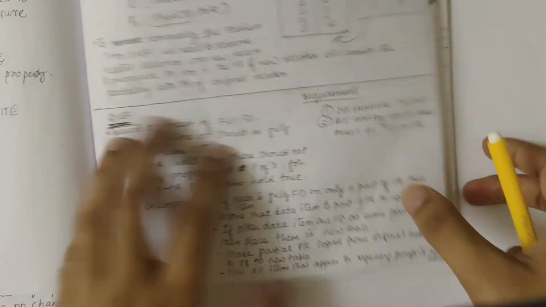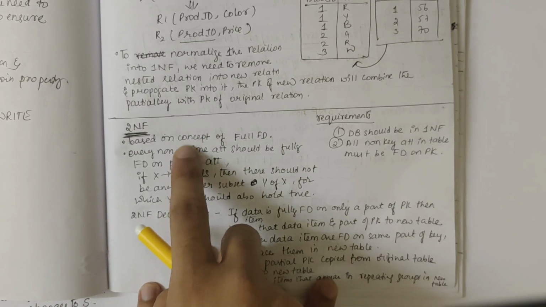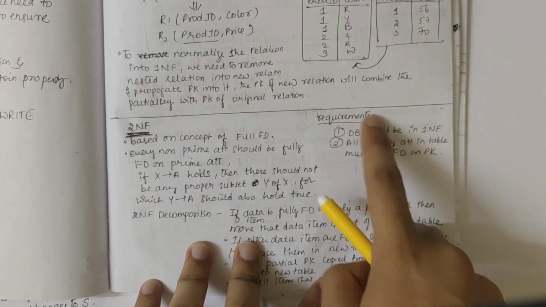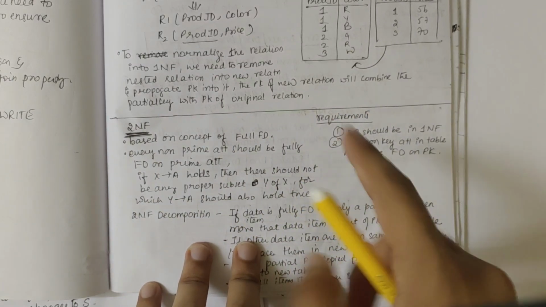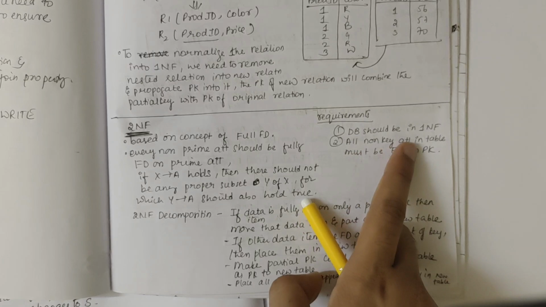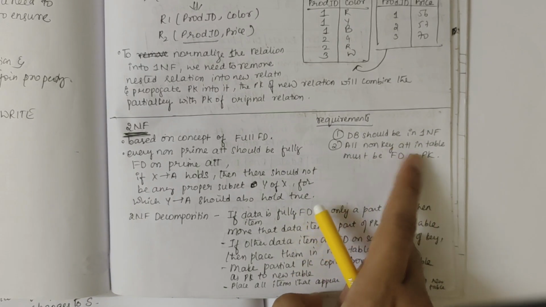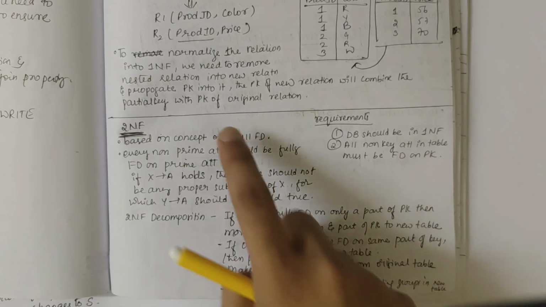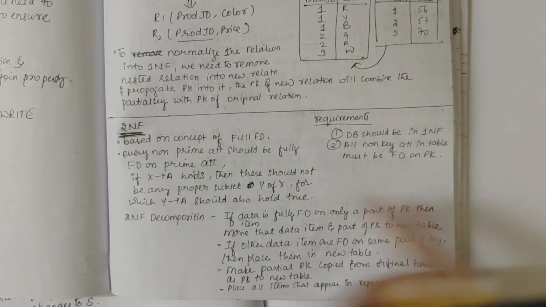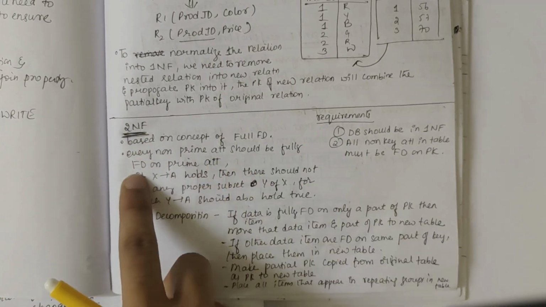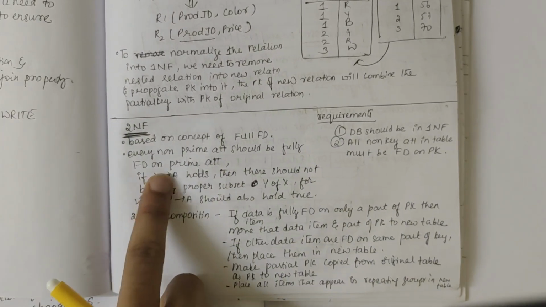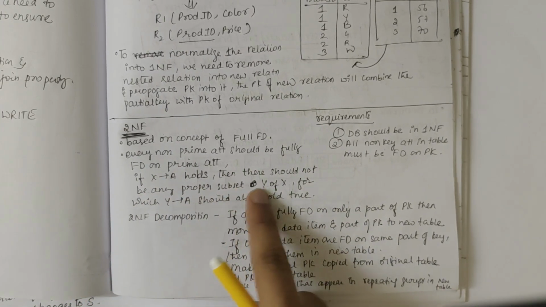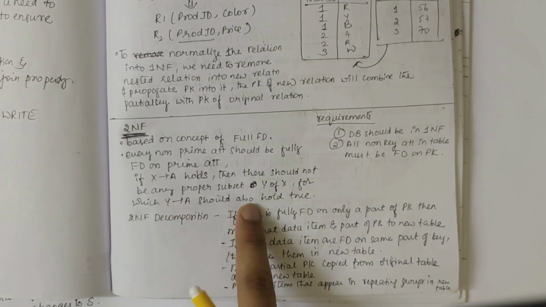looking into the 2NF definition. 2NF is based on the concept of full functional dependency. Before understanding 2NF, we need to look into the requirements. A relation is said to be in 2NF if the database is in 1NF firstly, and all non-key attributes in the table must be functionally dependent on the primary key. That is the complete dependence, full dependence, fully functionally dependent. So every non-prime attribute should be fully functionally dependent on the prime attribute. So if X determines A holds, then there should not be any proper subset Y of X for which Y determines A also holds true.